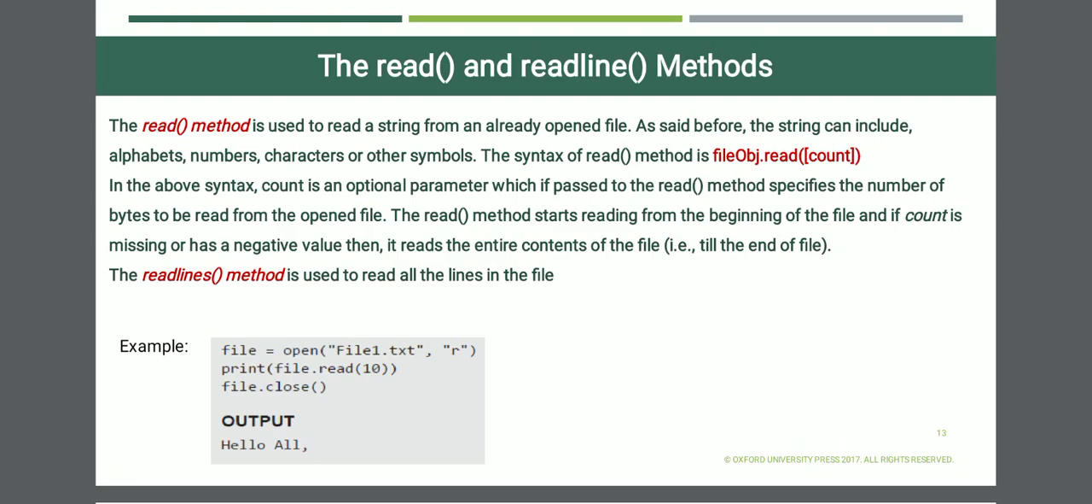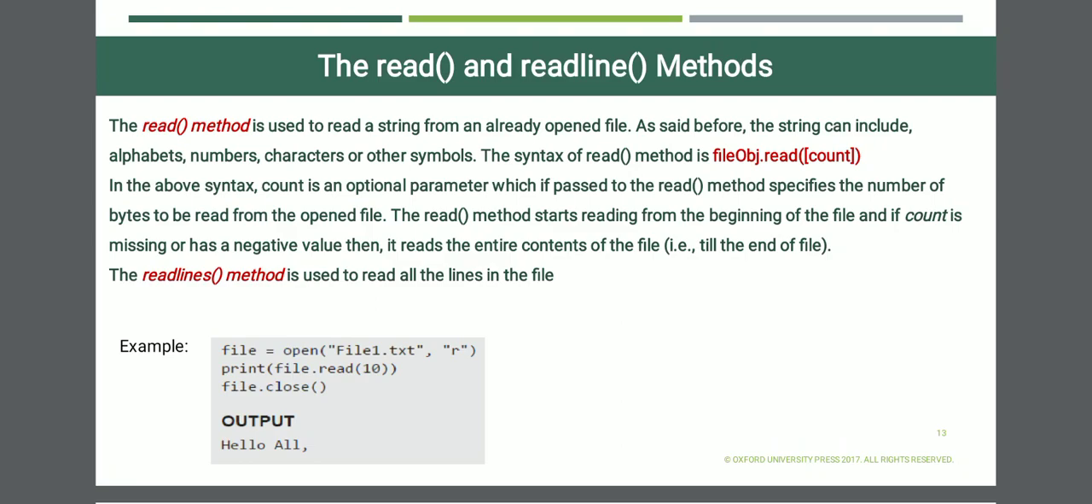We have already seen the syntax for write method and writeline method. Now the same is applicable for the read method also. So what is the syntax? File object dot read, and how many characters you want to read from that file can be given in the count. In the given syntax, count is an optional parameter passed to the read method, which specifies the number of bytes to be read from the open file.